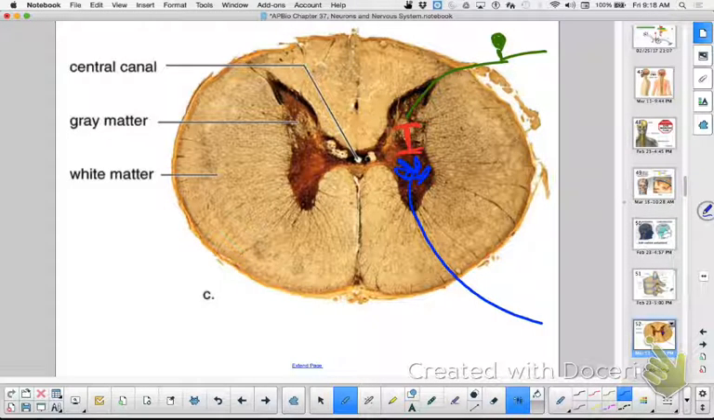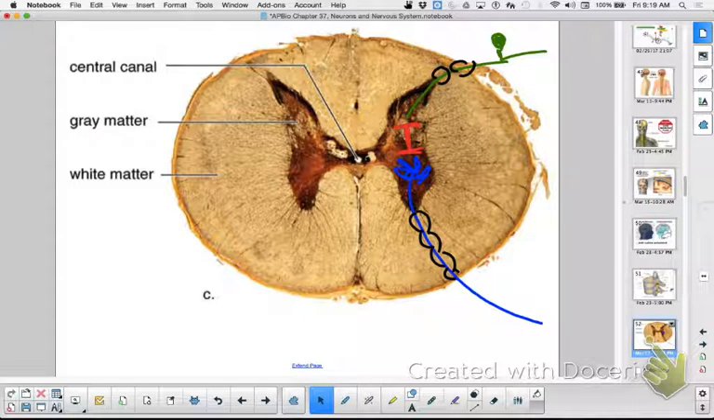Now, do you see how there's gray matter and white matter? Did I already talk to you about why the white matter is white? There's a covering on it. You know the name of that covering. Myelin sheath is what makes it white, where you see it concentrated like this. In the gray matter, there's no myelin.